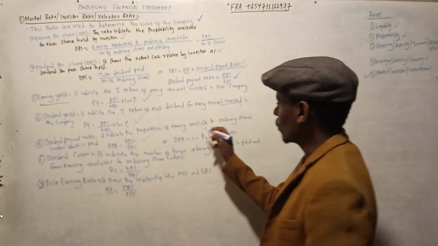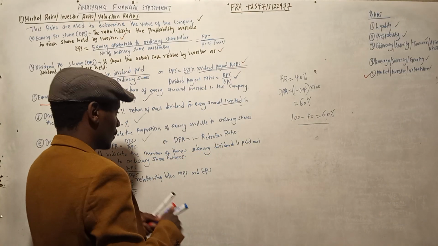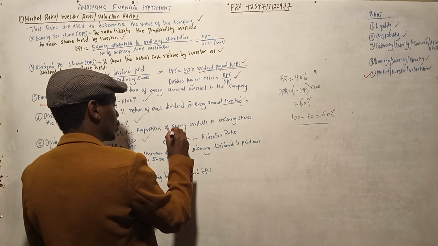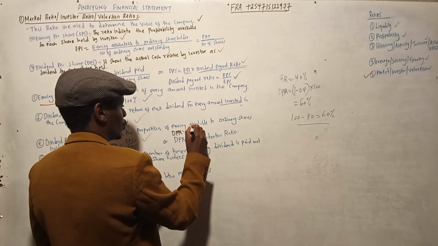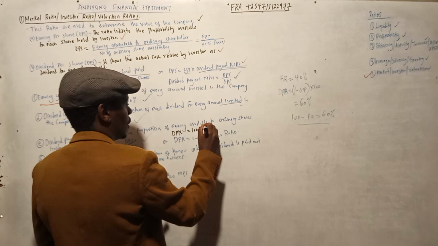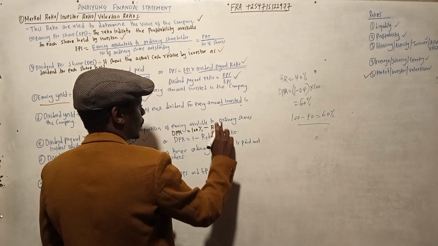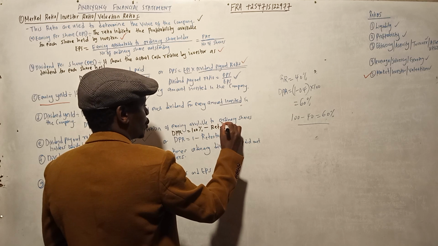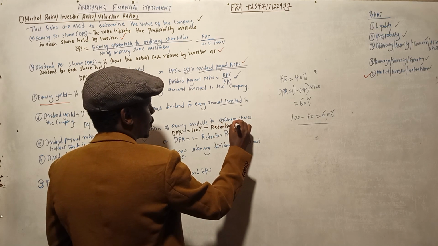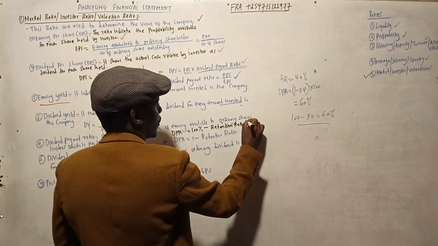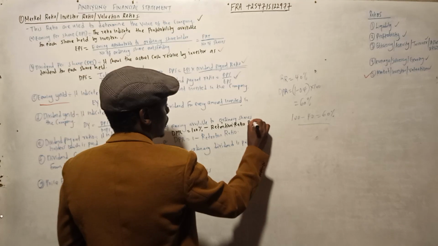So if you are doing it in form of percentage, then dividend payout ratio is equal to 100% minus retention ratio percentage.